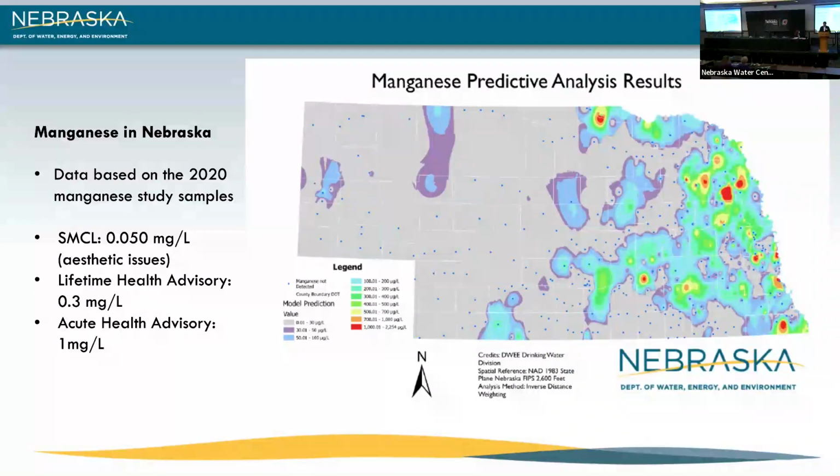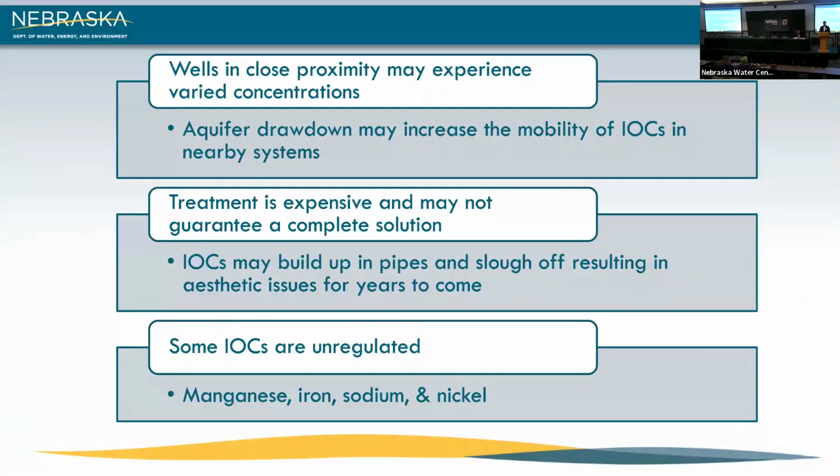IOCs are also very challenging because the public is a lot more likely to notice something that affects the physical properties of their water that they can notice with their eyes. We're going to briefly discuss a few common issues with IOCs. These are also reasons why it can make source water protection and community water systems very confusing.